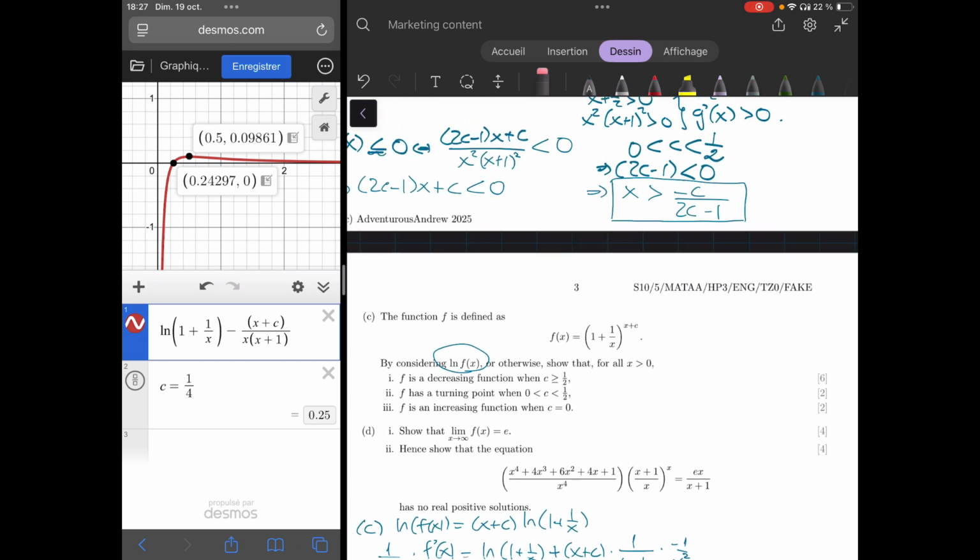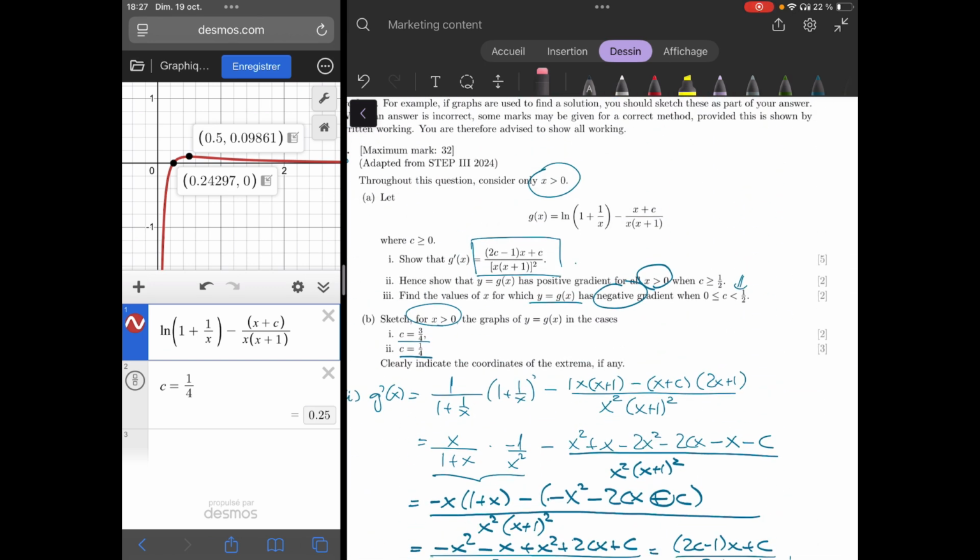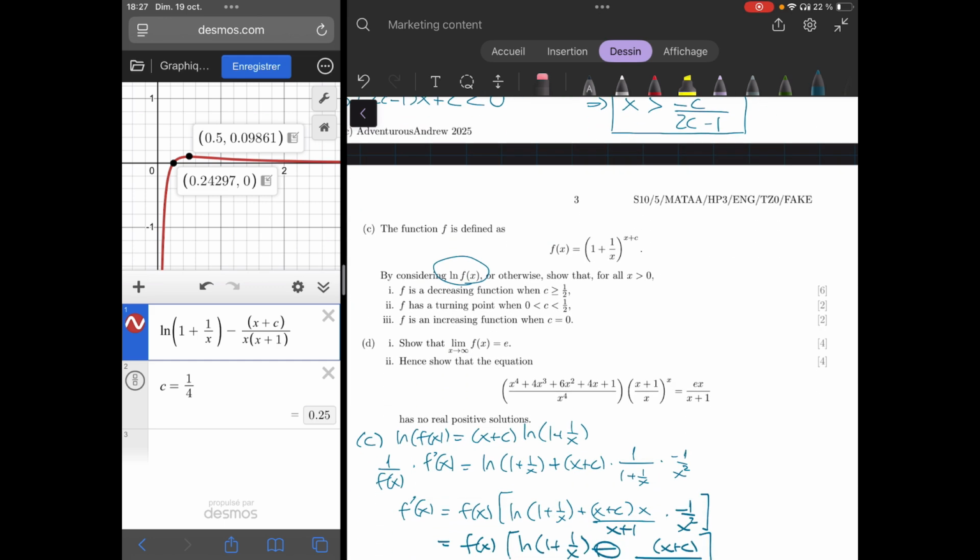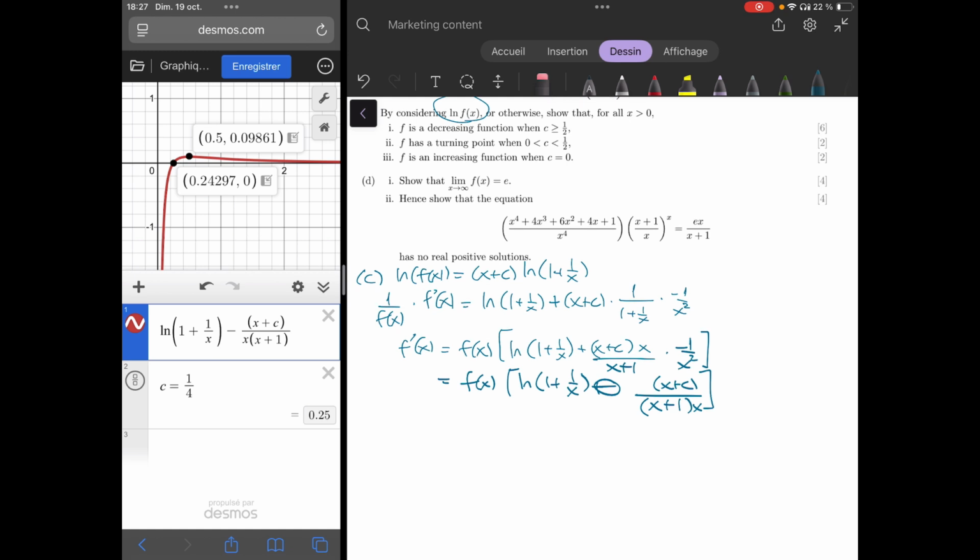If you pay attention, this is the curve that we were given in part A. This is also why we were doing a lot of calculations and a lot of proofs up here. So, C1. Show that f is decreasing when c is greater or equal to a half. Sure.